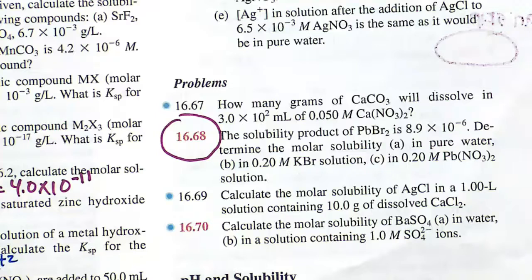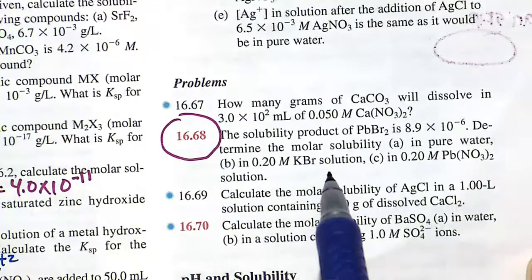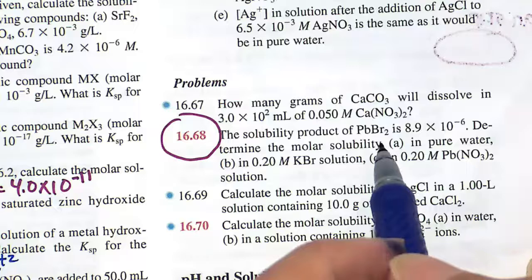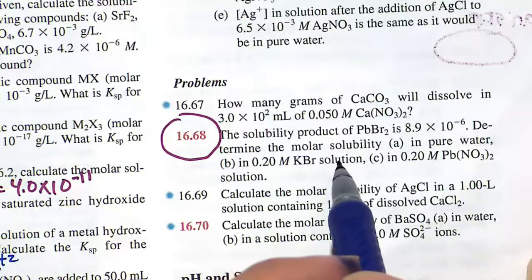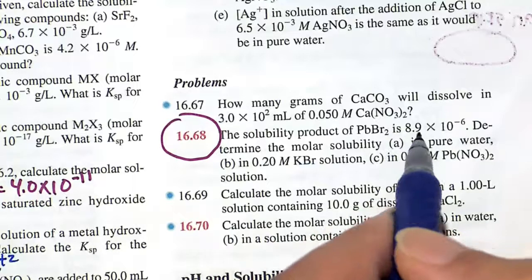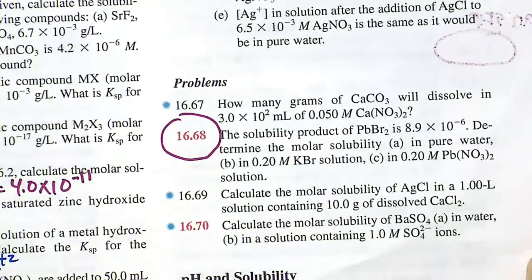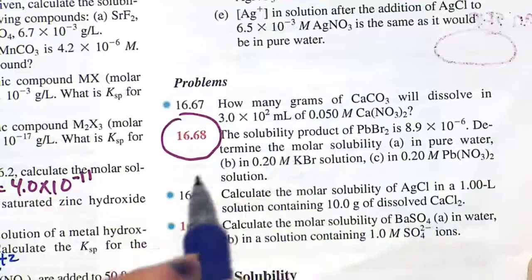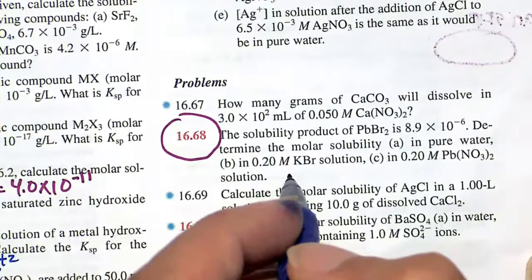In this video, we will use the solubility product constant to determine the solubility of lead 2 bromide, which has a KSP of 8.9 times 10 to the minus 6. We will do that in part A in pure water, and then in part B, we will do it in the presence of 0.20 molar potassium bromide solution.